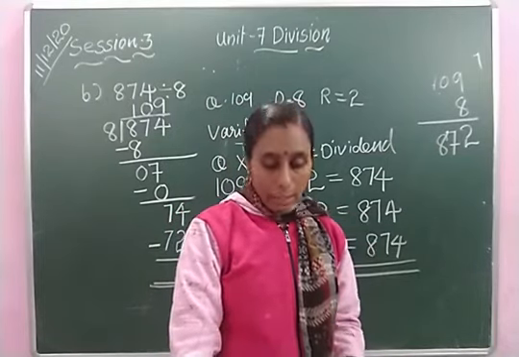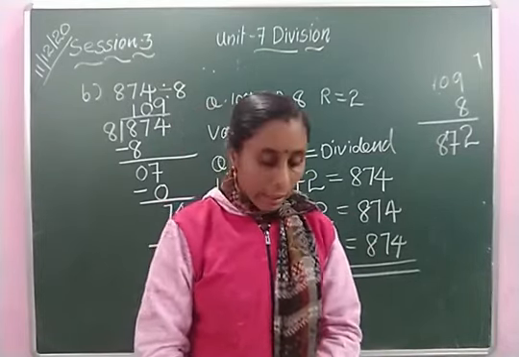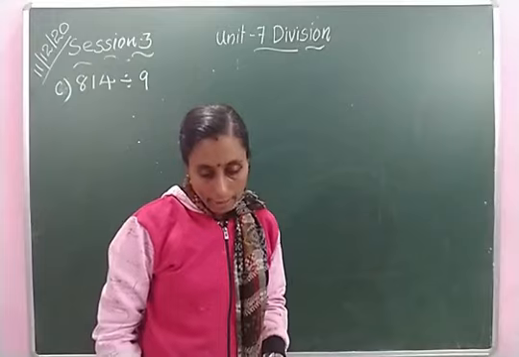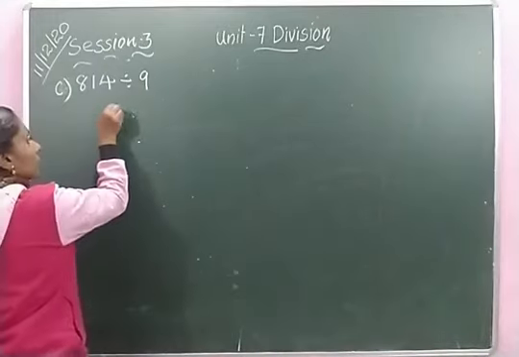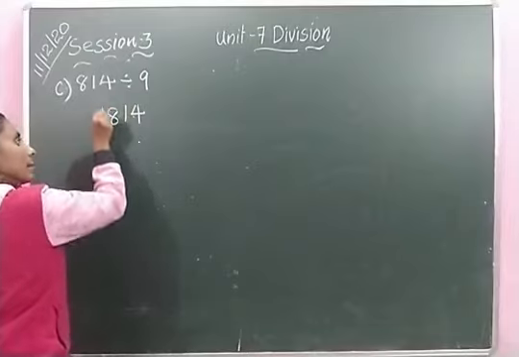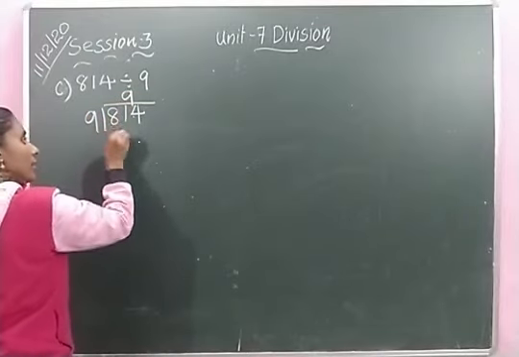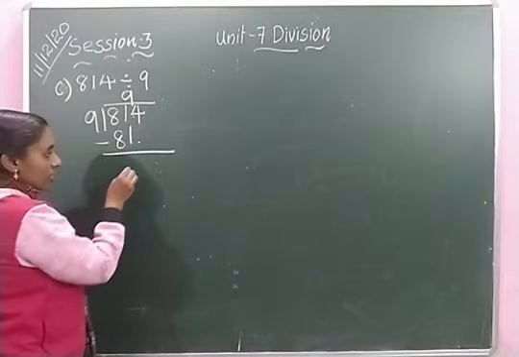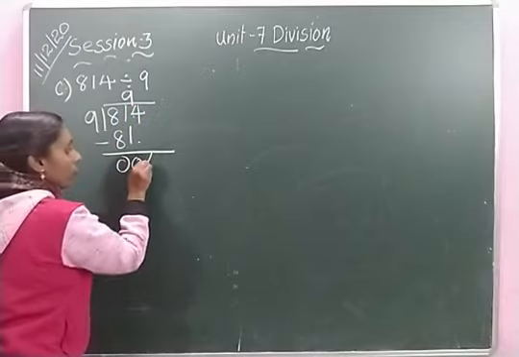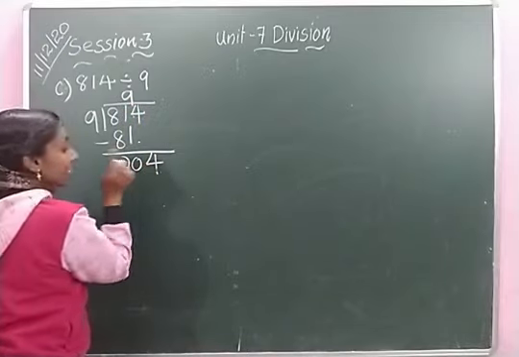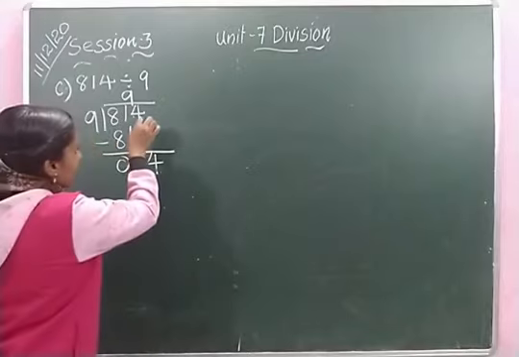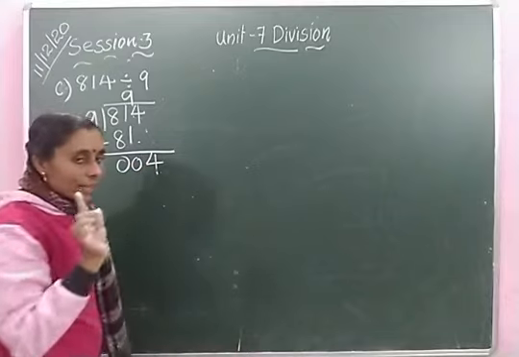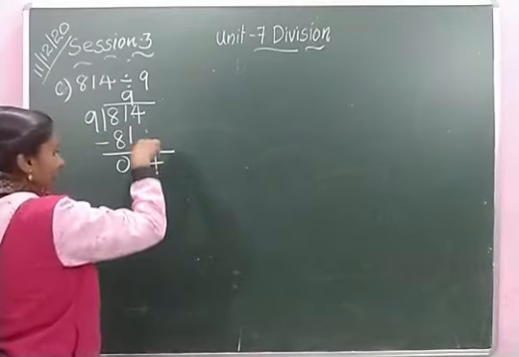814 divided by 9. Here, 814 by 9. 9 nines are 81. Next step, subtraction. 81 minus 81, 0. Then 4 comes down. This 4 is not a remainder. It comes directly from the dividend, so we should not take it as a remainder. We have to complete the steps.